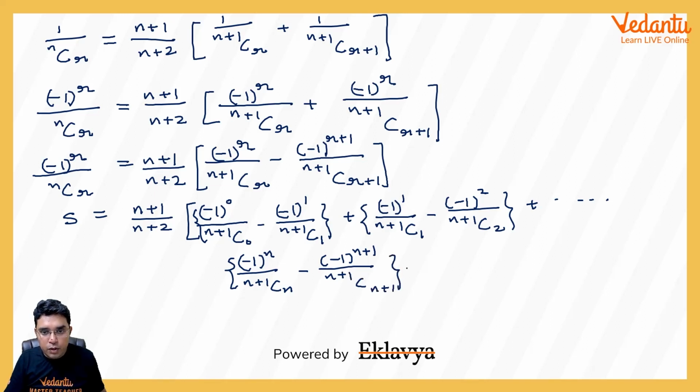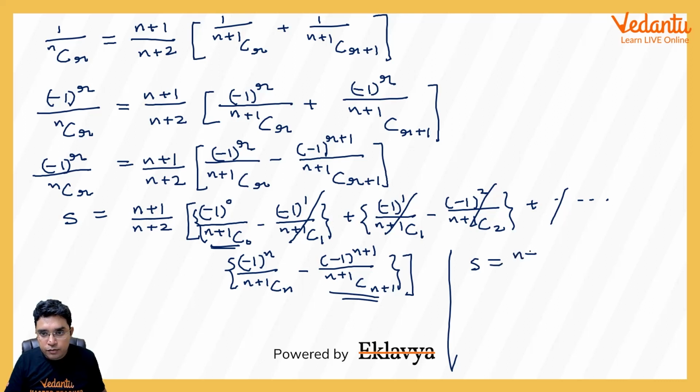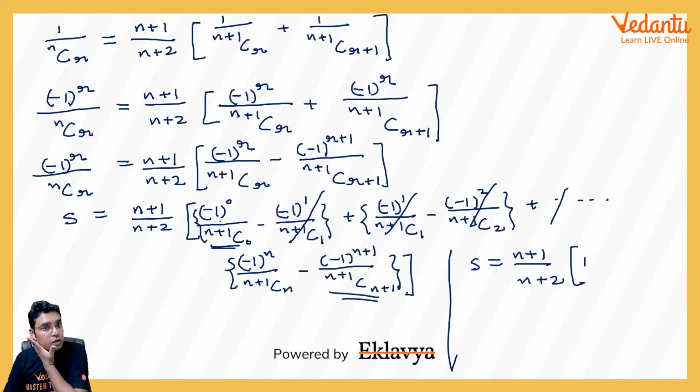As we have been doing, it can be checked that this term gets cancelled with this. This will get cancelled with the next, because this first term is left. So here this last will be left. So this sum S would be (n+1)/(n+2), and the first term is nothing but 1 only, because (-1)^0 is 1, and (n+1)C0 is also 1. And minus, here it will be (-1)^(n+1), and in the denominator it is again 1 only. So this is what our answer should be.